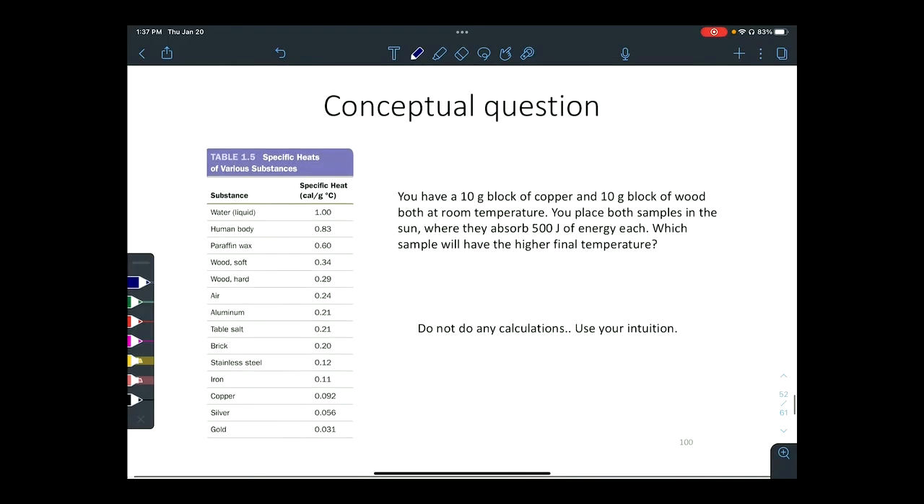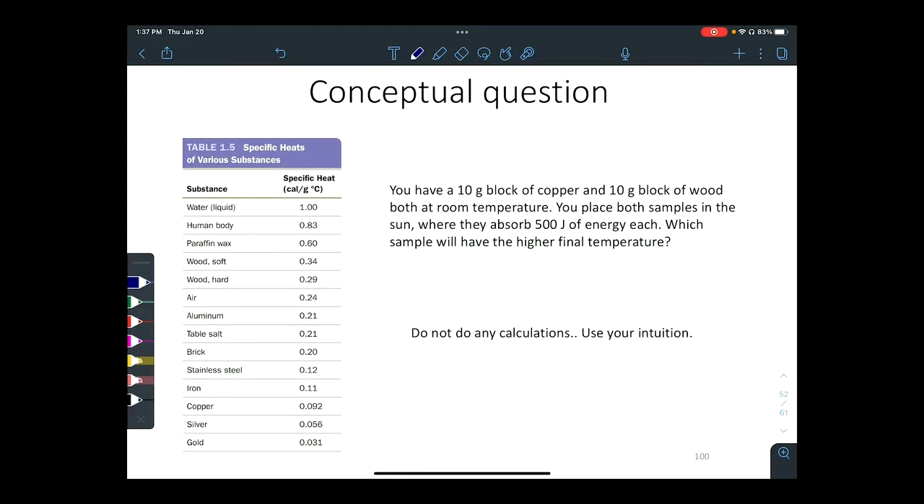Oh, here's a conceptual question. Okay. So we did Q equals MCΔT. Do you have a question? Yeah.